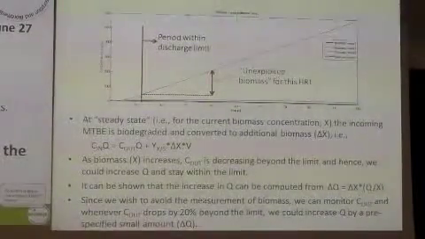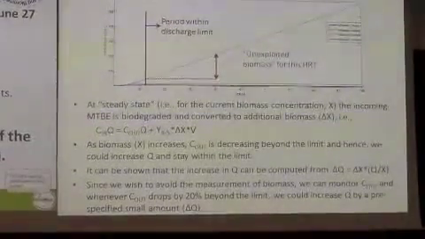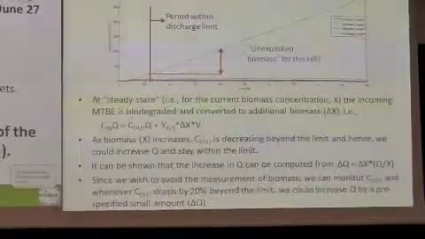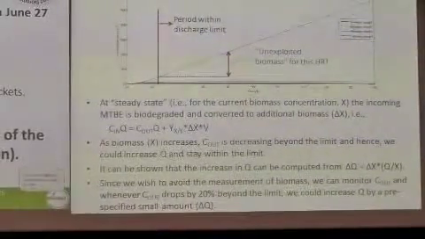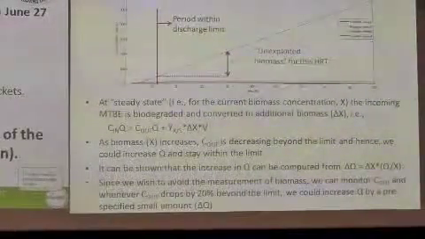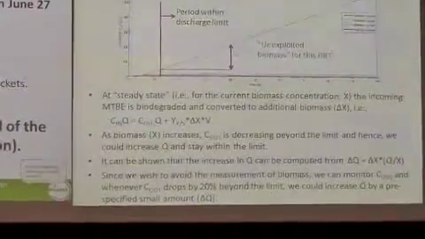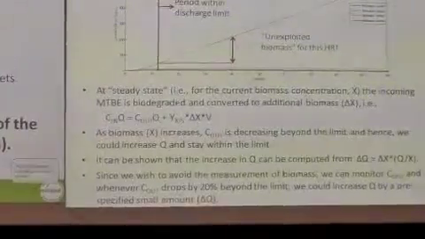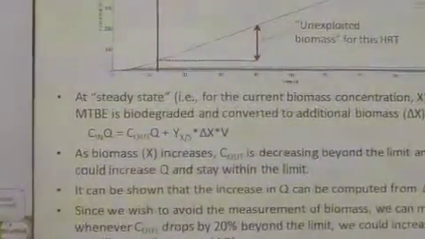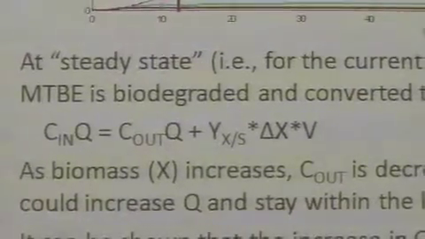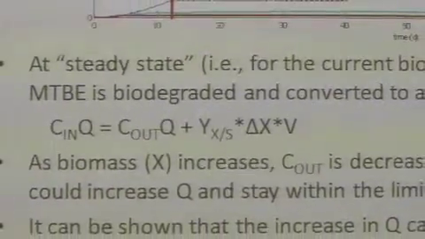It can be shown that the increase in the volumetric flow rate can be computed from this equation, where you can see that we need biomass measurements. And since we want to avoid these measurements, we can only monitor the MTB effluent concentration, and whenever it drops below 20%, we could increase the volumetric flow rate by a specified small amount.